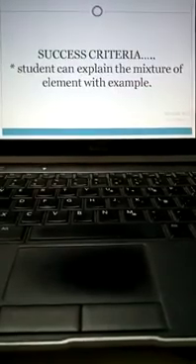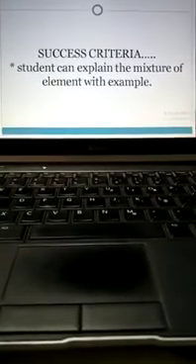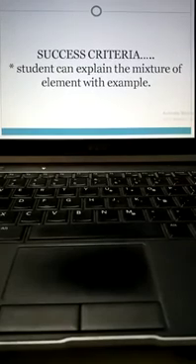Our today's success criteria is that you can explain the mixture with the help of an example. Kindly note this lecture and read it very carefully.